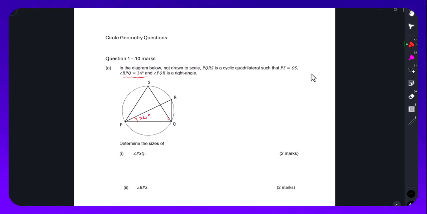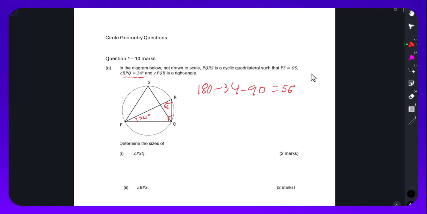And we put in our 90 degrees over here, because PQR is a right angle. Now for triangle RPQ, we've got two of the angles, we just need to get that third one. So it's going to be 180 minus 34 minus 90. So it's 180 minus 124, so that'll get you 56. This one up here is going to be 56.